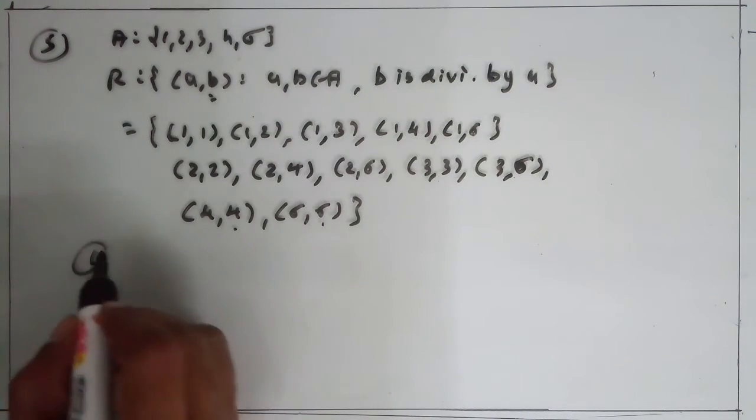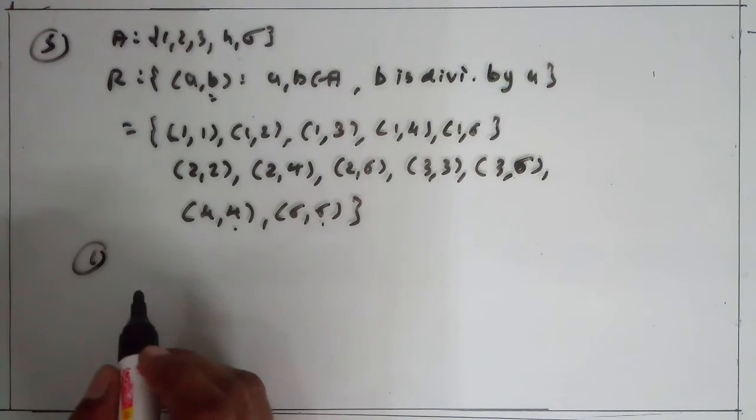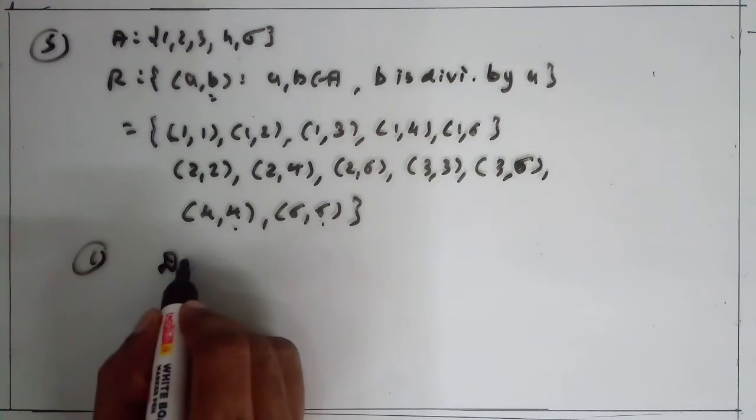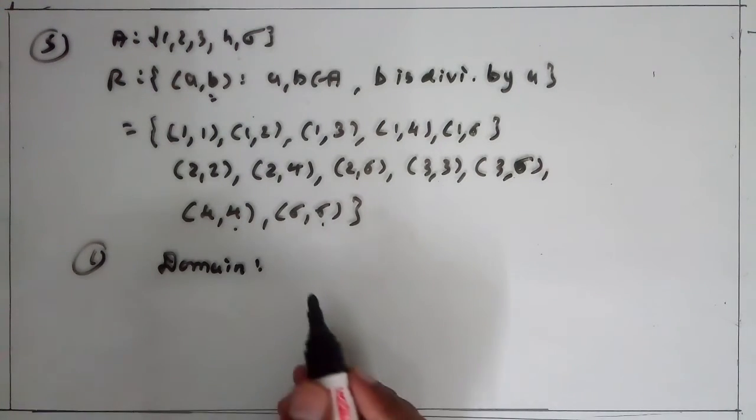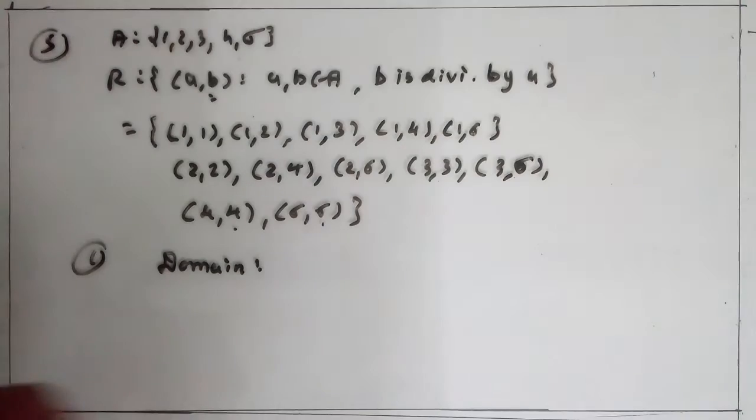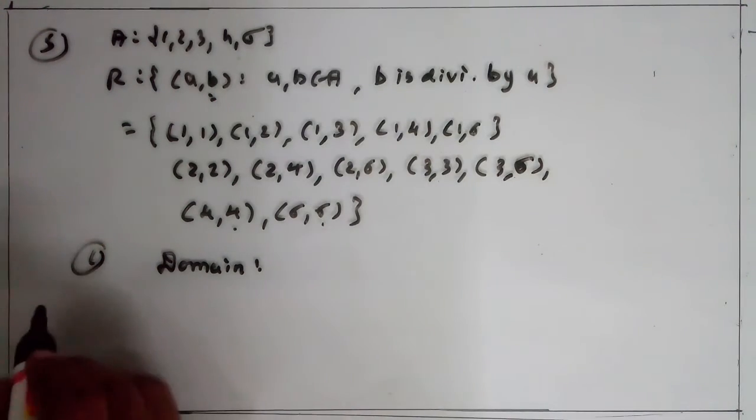Now what you say about domain? Write yourself. Domain, you know that first element of each ordered pair becomes domain. That is 1, 2, 3, 4 and 6. Range. Range is the second element of each ordered pair. Here 1, 2, 3, 4, 6 becomes the range. Clear?